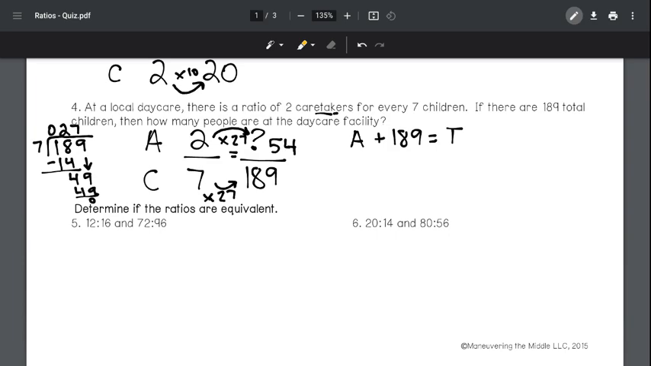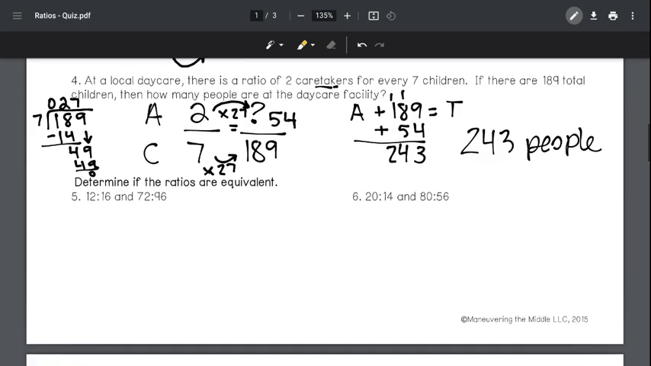So now to figure out how many people are in the daycare facility, we need to do 189 plus the 54 adults. 9 plus 4 is 13. 13 plus 1 is 14. Carry the 1. 2. There are 243 people in that building. A lot of people.